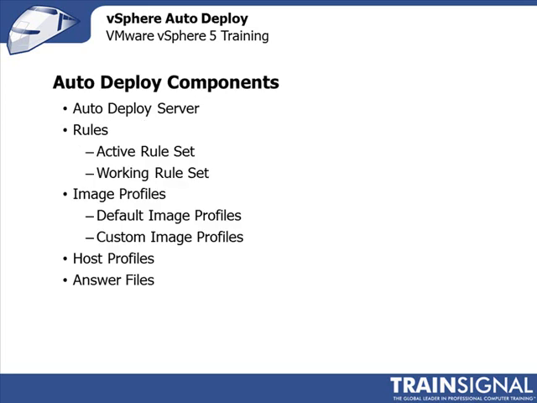The auto deploy components. Well, you have an auto deploy server. In our example, what we're going to do here is deploy the auto deploy server on the virtual center server. Now, with the auto deploy server, you have the auto deploy rules engine. The auto deploy rules engine, as the name implies, is what dictates what physical hardware gets what rules and based on what criteria.